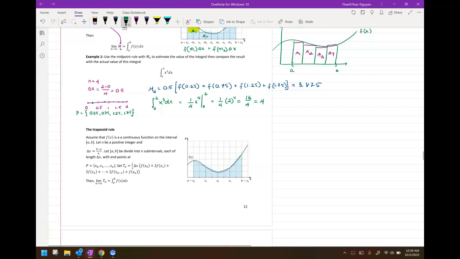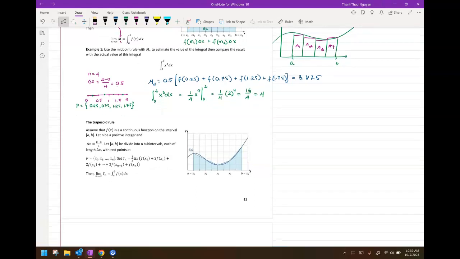Another rule that we want to talk about is the trapezoid rule. So how does the trapezoid rule work? Assume that f of x is a continuous function on the interval a to b. Let n be a positive integer, and delta x equal b minus a divided by n. Let [a, b] be divided into n subintervals, each of length delta x, with the endpoints at x naught, x1 to x sub n. Okay, so let's calculate the actual area here.